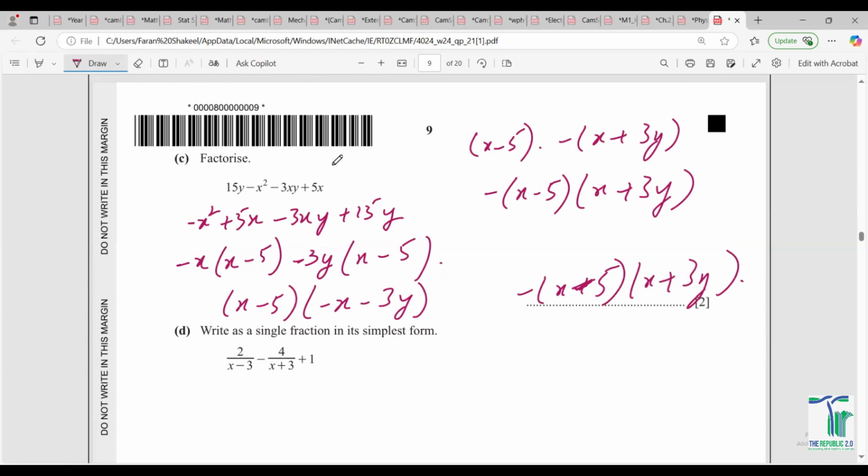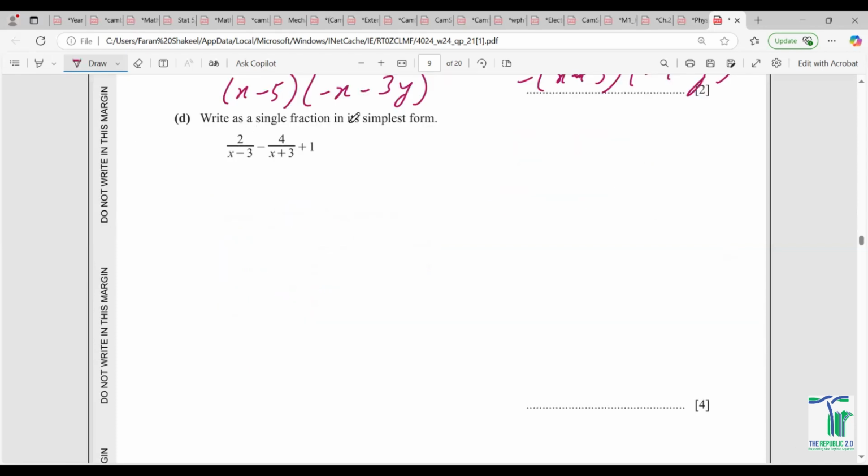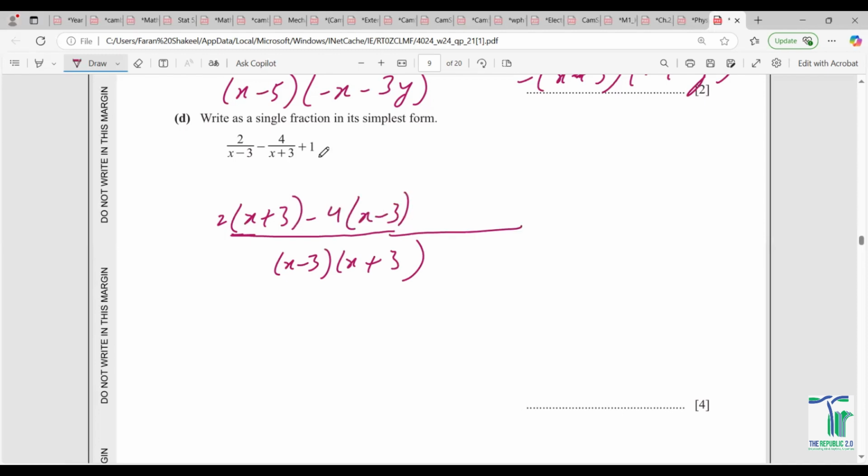In the next question, write as a single fraction in its simplest form. We just need to write it as a single fraction in the simplest form. So what I'm going to do is take their LCM, and that is going to be x minus 3 times x plus 3. So over here, I would be having 2 times x plus 3. Over here, I would be having 4 times x minus 3. And over there, I would be having plus 1 times x minus 3 times x plus 3.